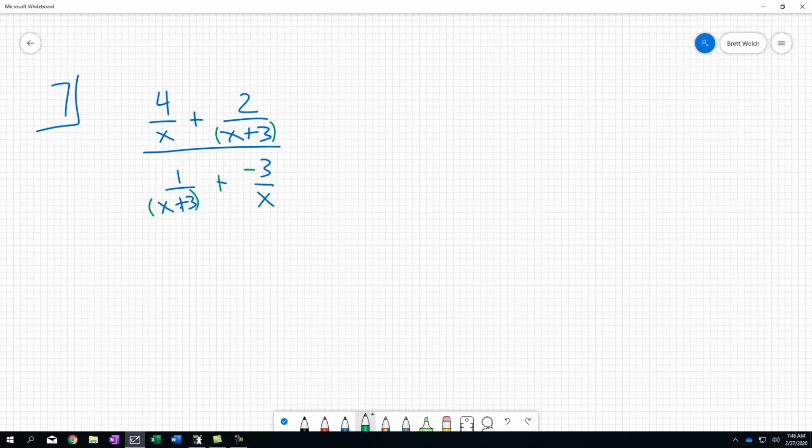X plus 3 is going to be its own thing in x, so our LCD should be x times x plus 3. You're going to see a lot of this kind of denominator on our test, on the solutions for our test review here. What we're going to do now is multiply each of these by our LCD, x times x plus 3.